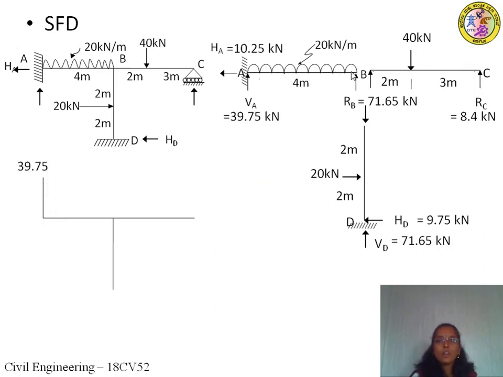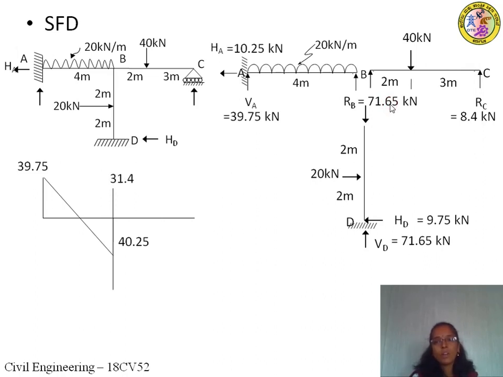Next, shear force to the left of B, we have a UDL in between A and B, therefore you have to deduct that one, whose magnitude is 20 into 4. So plus 39.75 minus 20 into 4, that will be equal to minus 40.25. That is the shear force to the left of B. Okay. So next, shear force to the right of B, we have the upward reaction of 71.65. Therefore minus 40.25 plus 71.65, that will be equal to plus 31.4.